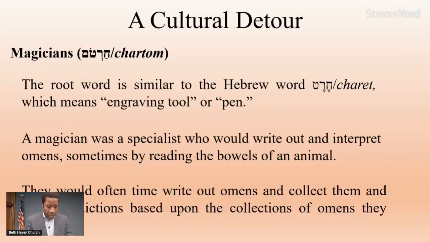Again, they would oftentimes write out omens and collect them. So they would collect these particular writings and sayings that these magicians would do, and put them in a collection, a booklet. And so whenever something came up, they would go back to past predictions and look them up, see whether or not these things came to pass, or they would even add to them. That was the role of the magician.